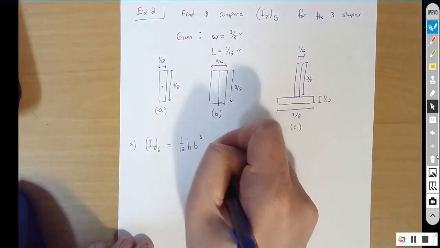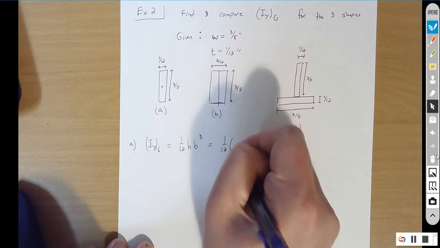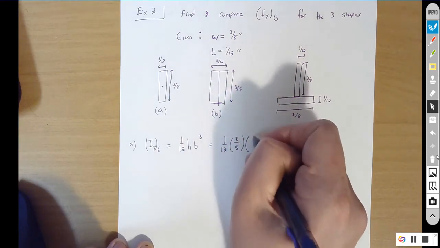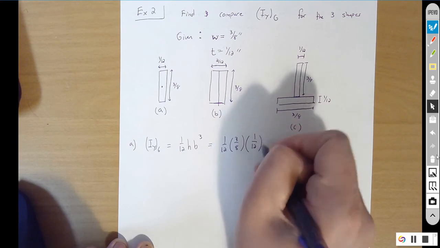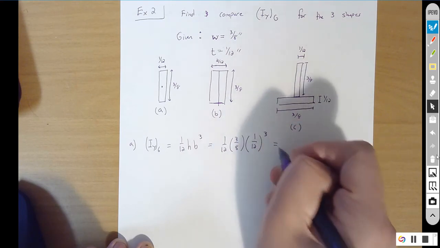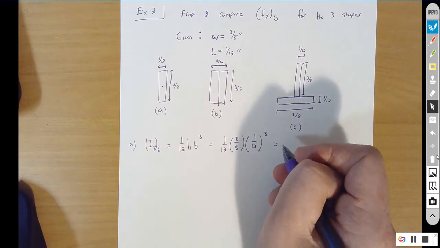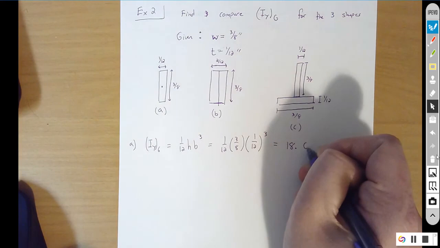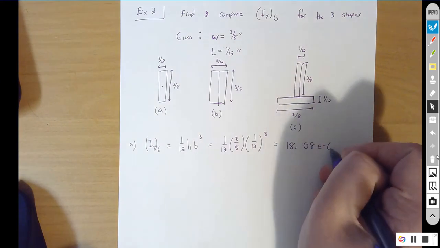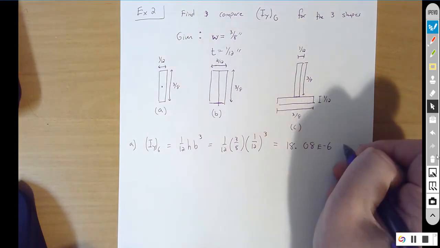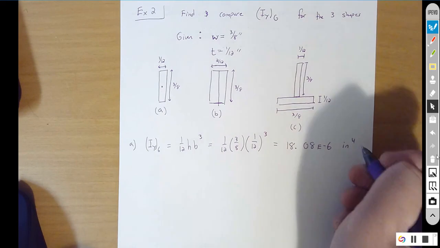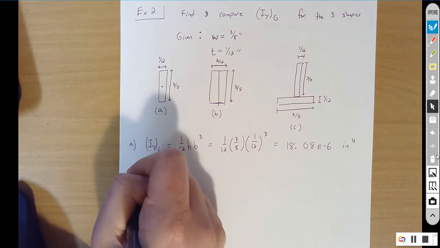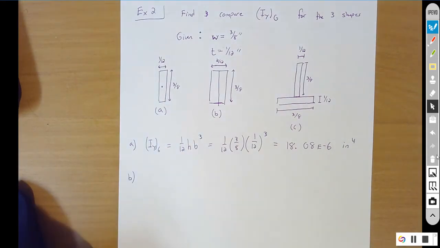If I put all this in, I will have 1/12. Our height is 3/8 of an inch, and our base is 1/12 of an inch. We're going to cube that last one. If you plug all that into your calculator, you should get 18.08 e to the negative 6 inches to the 4th power. Okay, so that would kind of be like your bare minimum box stock.